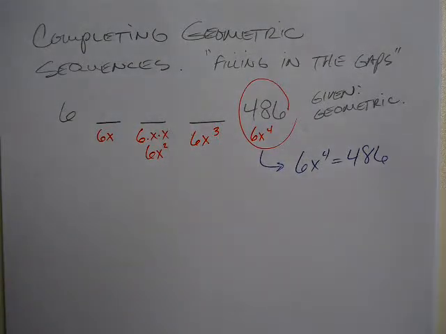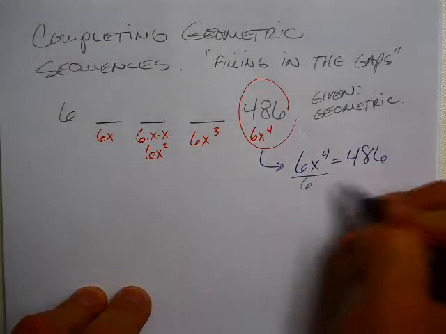Right? 6 times some number 4 times gives me 486. Now, don't focus on the exponent. You may not have solved a problem like this yet, and that's okay. But pretend the exponent wasn't there. How would I get rid of that 6? What's it doing there that I can get rid of? Yeah, divide by 6. Let's start with that. Start with the easy stuff. Let's divide by 6.